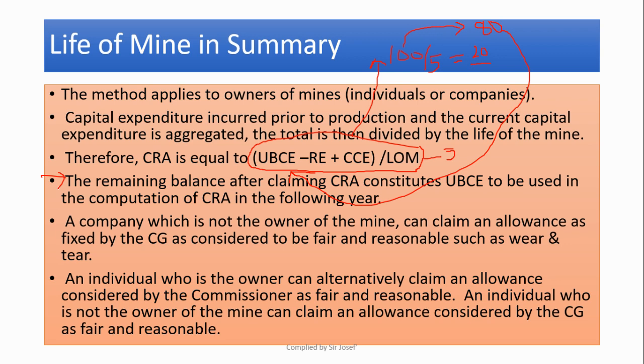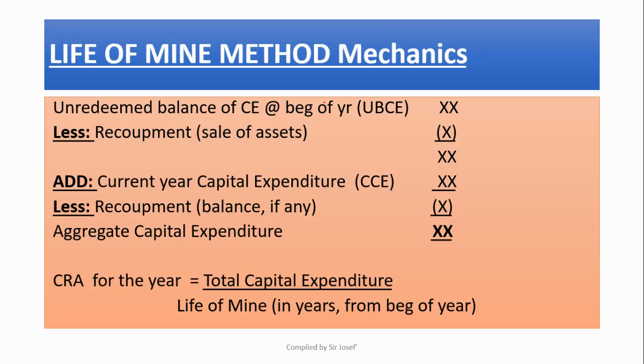in the following year. A company which is not the owner of the mine can claim an allowance as fixed by the Commissioner General as considered to be fair and reasonable, such as wear and tear. So we said the life of mine is only available to owners of the mine. We will explain this later. Any individual who is the owner can alternatively claim an allowance considered by the Commissioner as fair and reasonable. An individual who is not the owner of the mine can claim an allowance considered by the Commissioner. Just repeating the same thing.